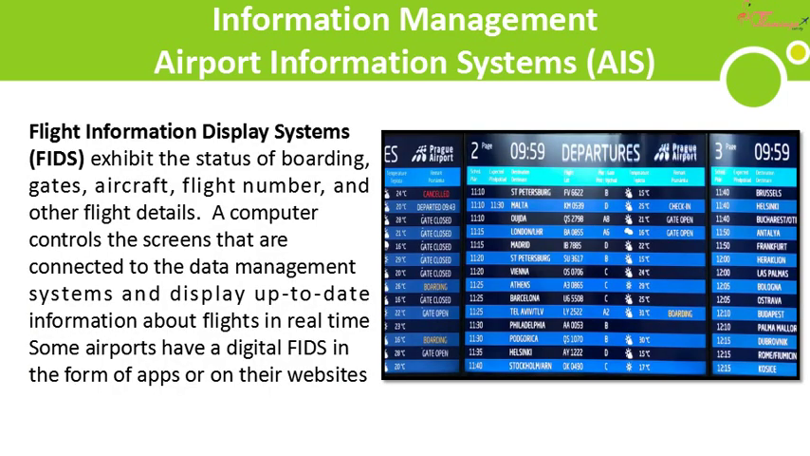Flight information display systems, FIDS, exhibit the status of boarding, gates, aircraft, flight number, and other flight details. A computer controls the screens that are connected to the data management systems and display up-to-date information about flights in real time. Some airports have a digital FIDS in the form of apps or on their websites.